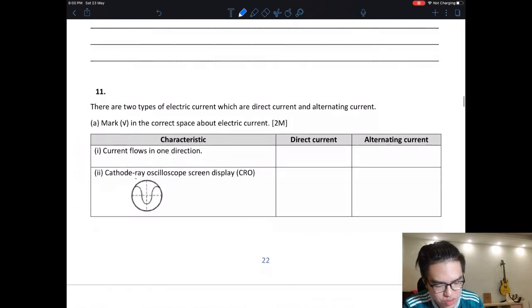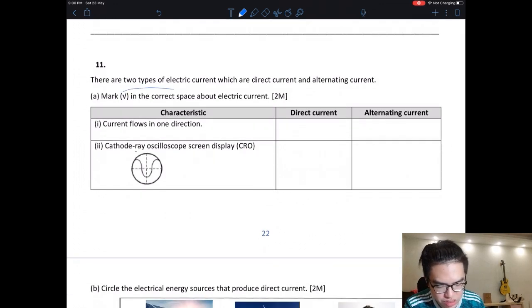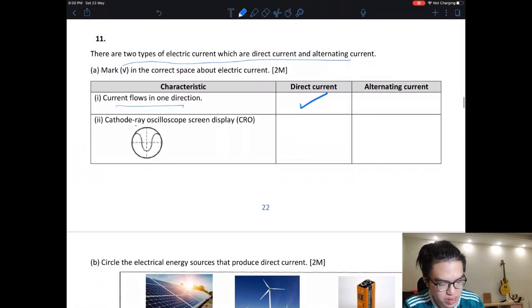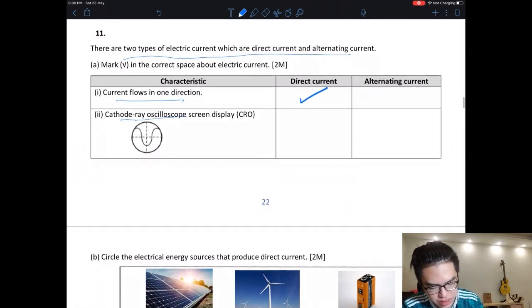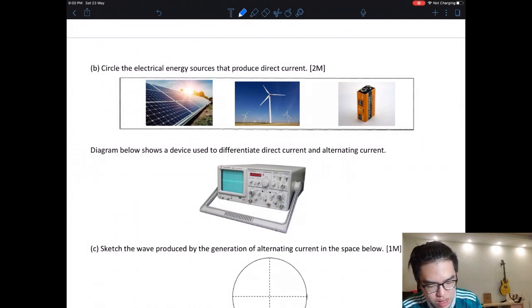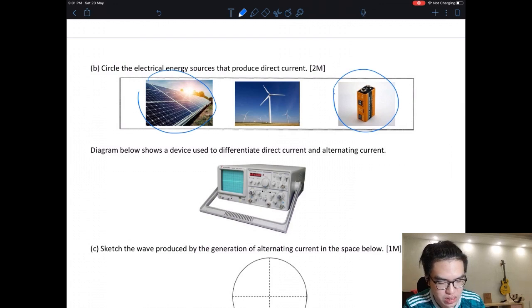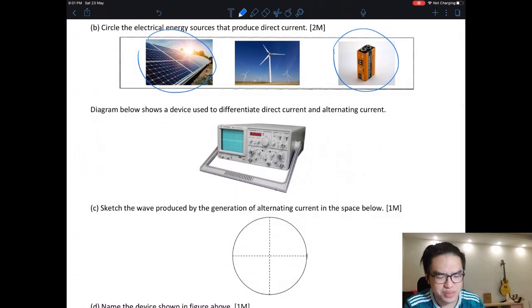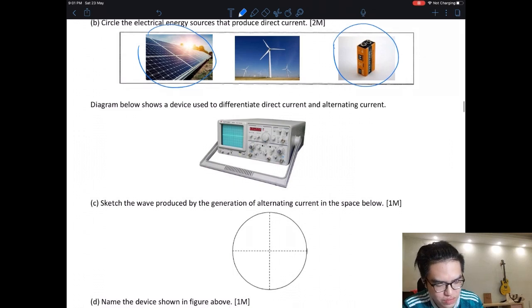So there are two types of electric current which are direct and alternating. One direction, this is DC, sorry. This shows up and down, this is AC. So who produces DC? Solar and battery. Wind creates AC. This is why we don't use solar that much, because solar gives DC which we don't want. We want AC.